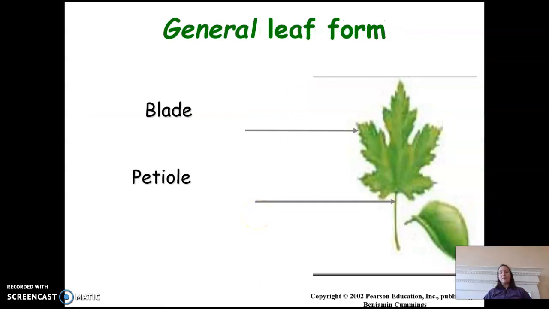A leaf is generally made of a petiole and a blade. So that little leaf stem has a technical name to it called the petiole. Kind of sounds like petal, but it's different. And the leaf blade is the part that we usually think of as the leaf itself.